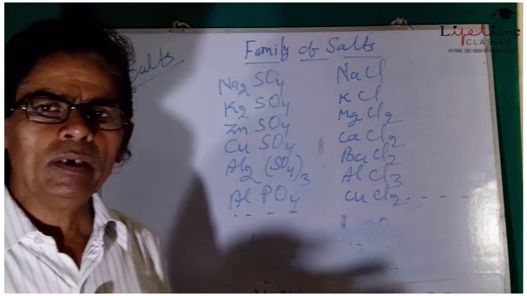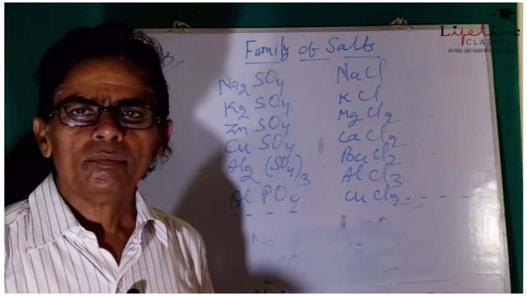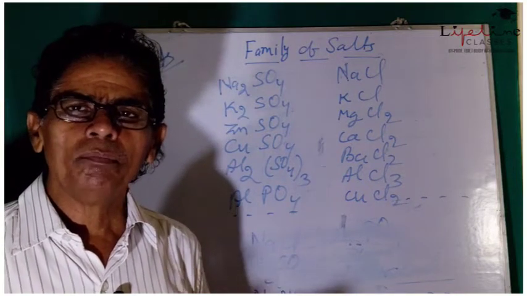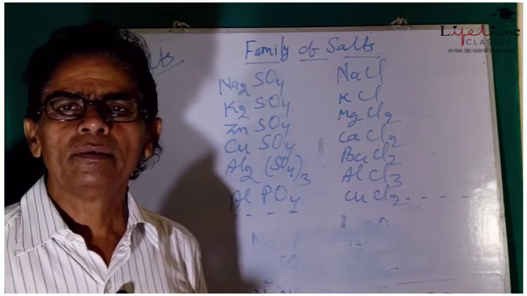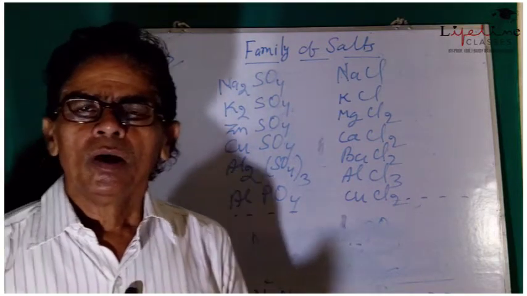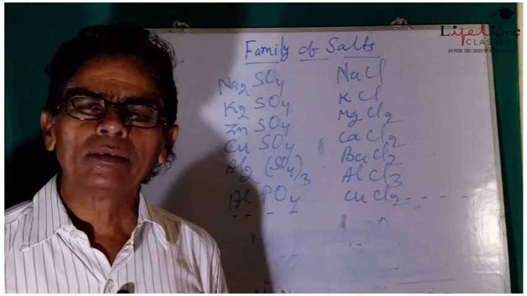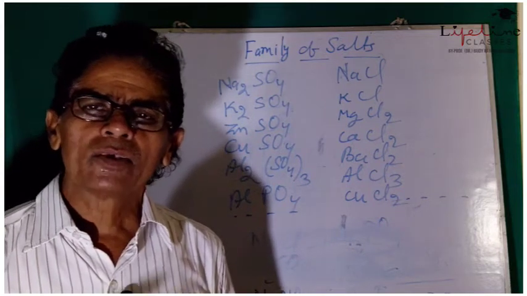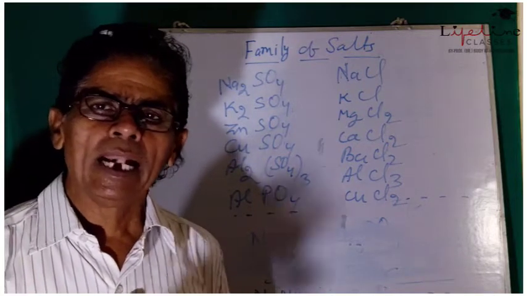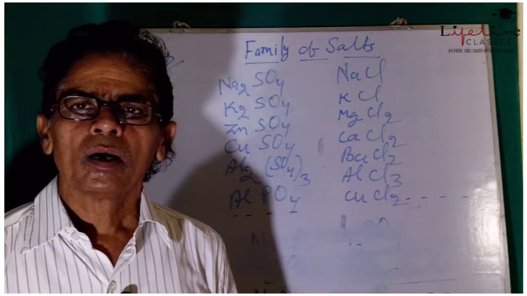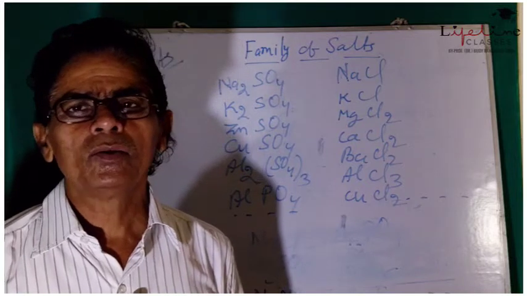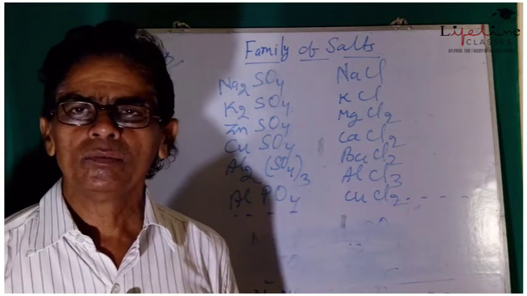So by knowing about these families of salts, I think you have understood what the families of salts are. The salts having common anions are said to belong to the family of anionic components, and those having common cations are said to belong to the cationic family.